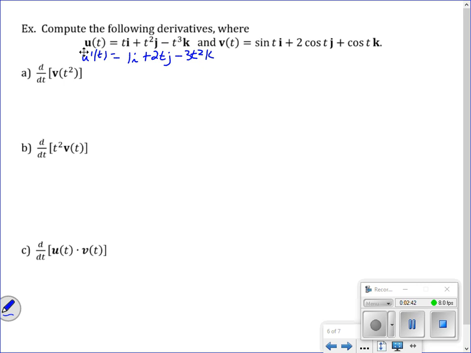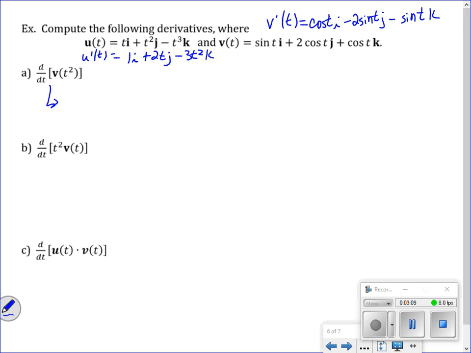And over here for v prime of t, I would have the derivative of sine as cosine, so I have cosine of t with the i. The derivative of cosine is negative sine, so I have negative 2 sine t of j, and then cosine becomes negative sine, so negative sine t of k. So if you have those things waiting for you there, then it makes everything a lot easier.